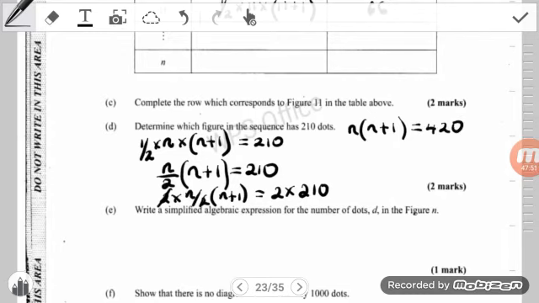Oh, this is looking like a quadratic. For 2 marks, I think that's quite stingy, CXE. That's quite stingy for 2 marks. I think you should have given it a bit more, maybe like 4.